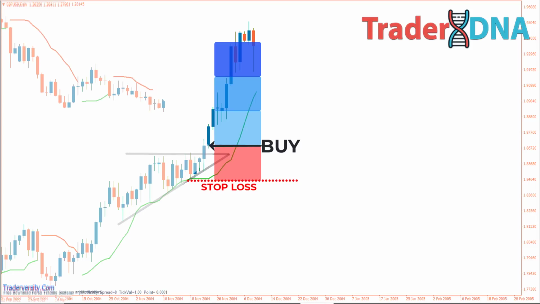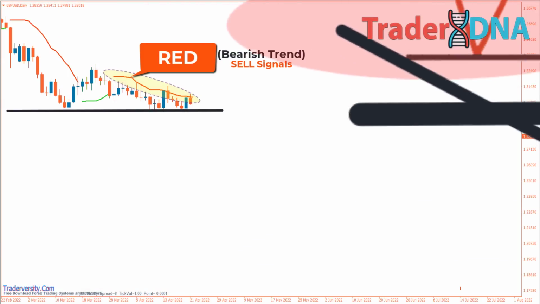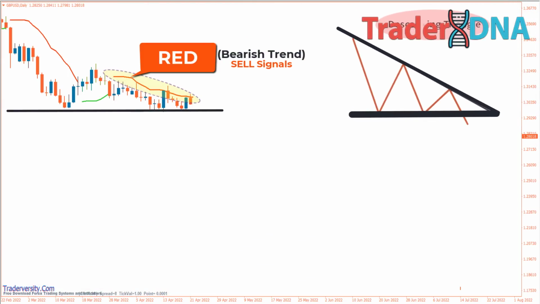And now, on this chart, we see the red BB stops line, indicating that the market is bearish. If you look closely, you can clearly see that the market is forming a descending triangle. In contrast to the ascending triangle, the descending triangle has a flat lower trend line and a descending upper trend line.